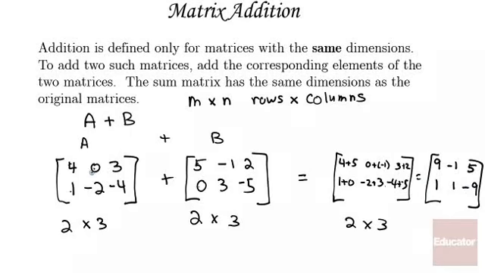So again, first always verify that the two matrices you're being asked to add have the same dimensions. If they do, then you just add the corresponding elements and put each in that same position to get the sum matrix, which will have the same dimensions as the two originals.